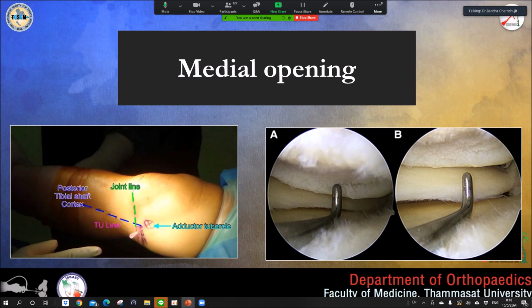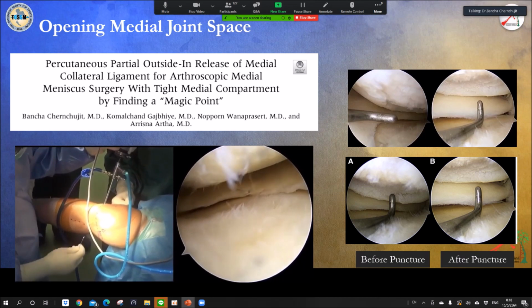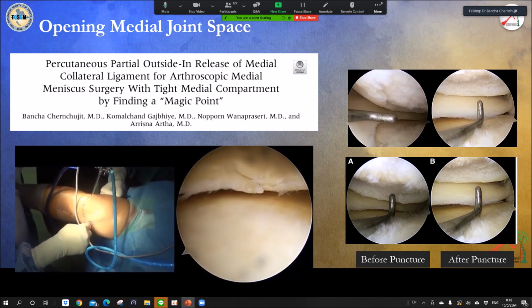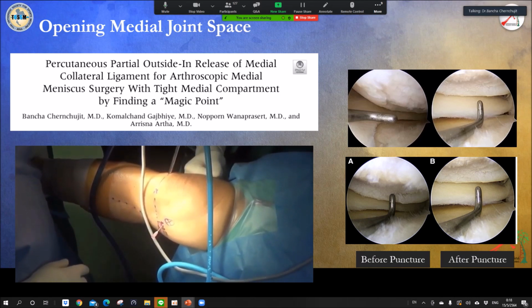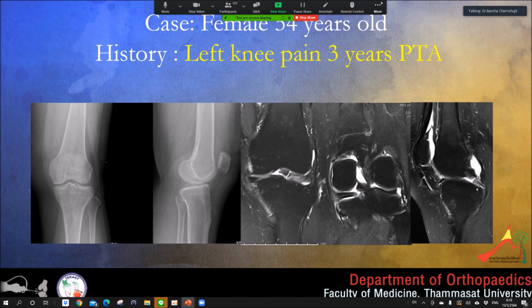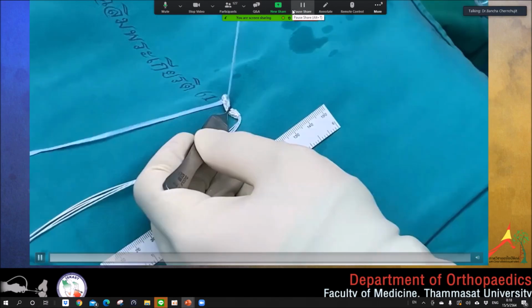So I'm talking about the MCL release. Actually, I already mentioned in my bucket handle talk, right? We use the magic point to release the joint. Okay, for the meniscus root, I always do the magic point release to improve my visualization, also the working room. Okay, show you one patient that this patient have the meniscus tear.